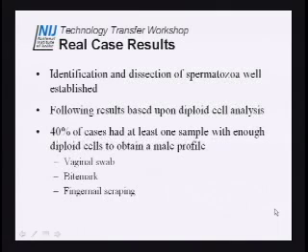In this instance, 40% of the cases had at least one sample with enough diploid cells to obtain a male profile. We obtained these diploid cells from vaginal swabs, bite marks, and fingernail scrapings. All samples were taken as part of a typical rape examination.